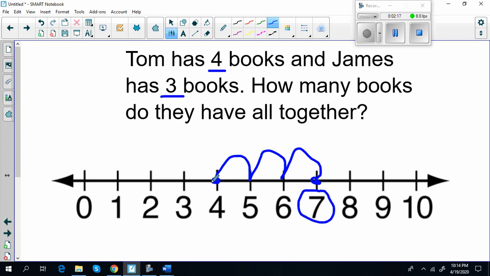So we started with 4 and James has 3. So we wanted to add the 3. 1, 2, 3. We landed on 7. So we know that they have 7 books all together.